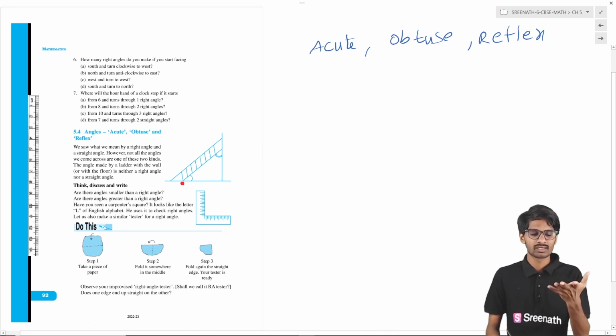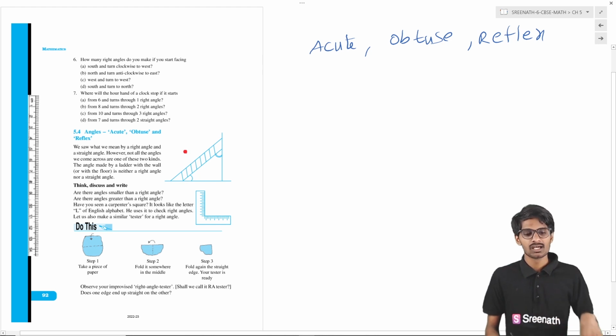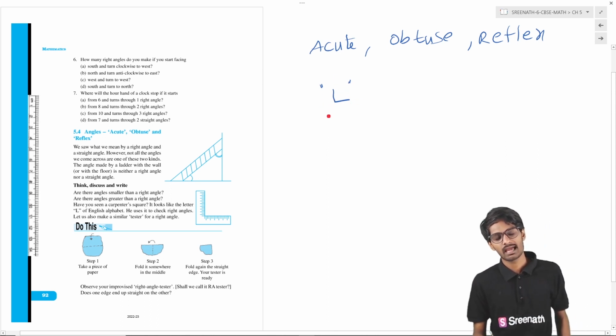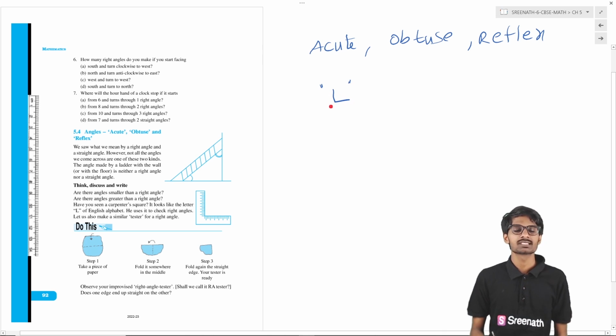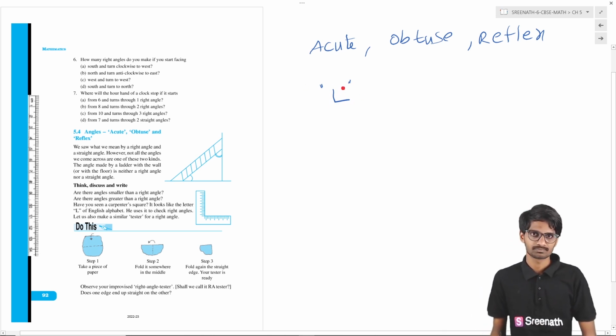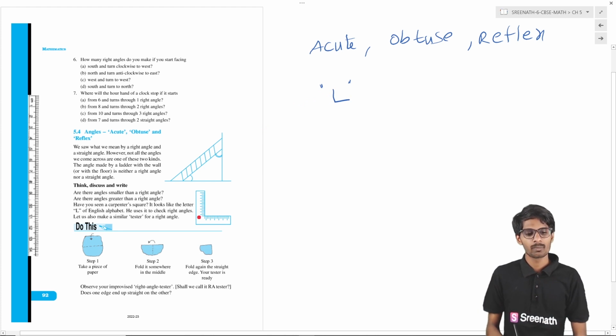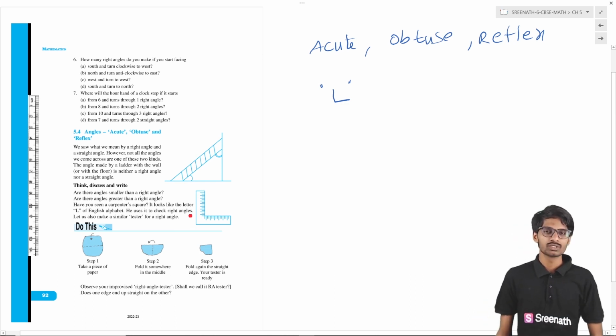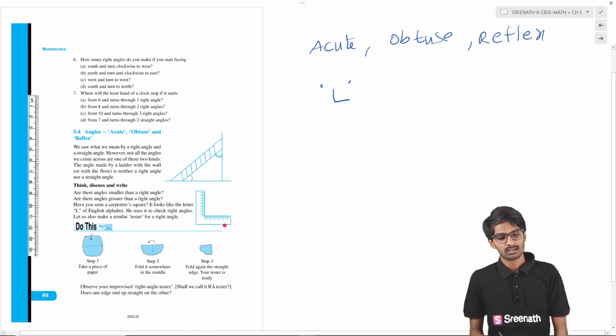Regarding right angles, the English letter L is an example of a right angle. The two line segments of the letter L make 90 degrees, which means it is showing the right angle. And you may see that a carpenter's square is like that. A carpenter uses this square to find perfect right angle edges. So it is also like a right angle.